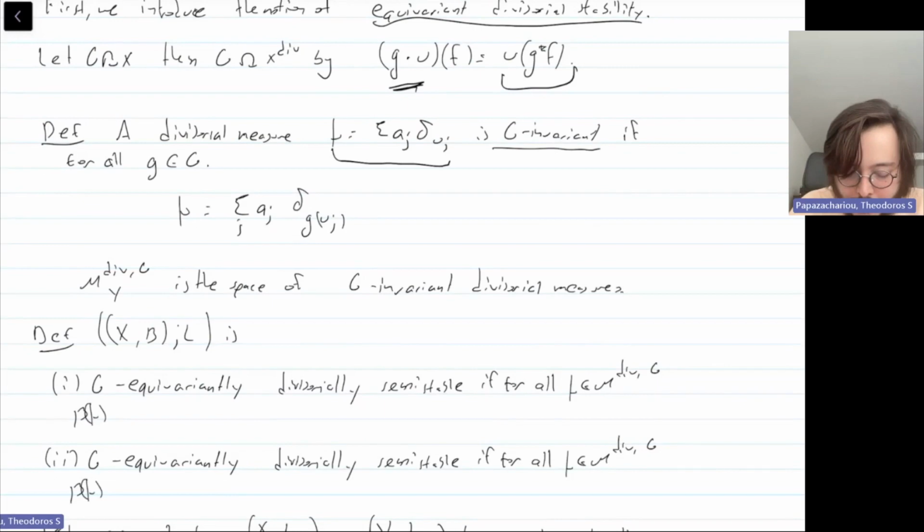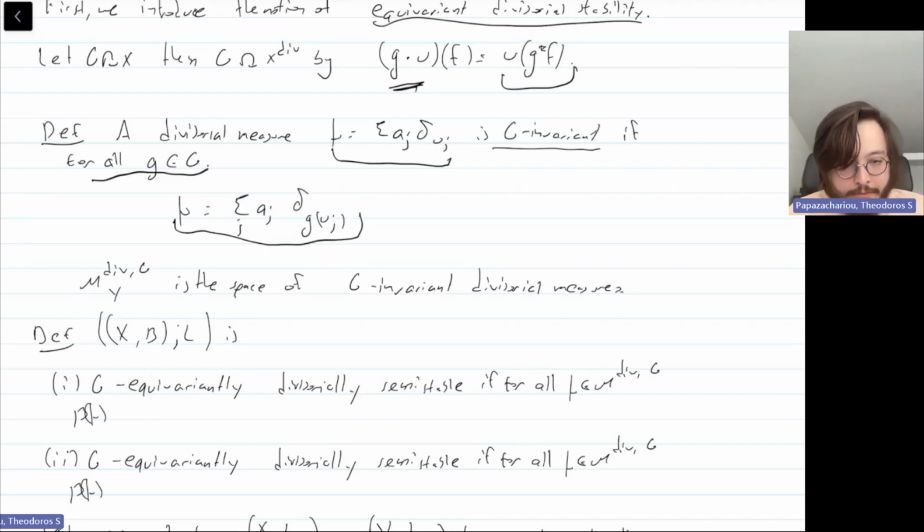I have a divisorial measure as before, and a G-invariant divisorial measure will be of the following form. If I have any g, then mu can be rewritten in terms of this action of g on v_j. So these two things should be equal, hence G-invariant. And I'm going to denote the space of G-invariant divisorial measures by mu^div_G, to denote the G-invariance. The X in this case denotes what variety I have, which will be more important later on.